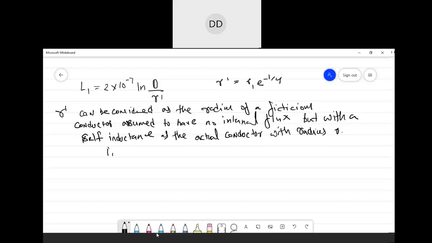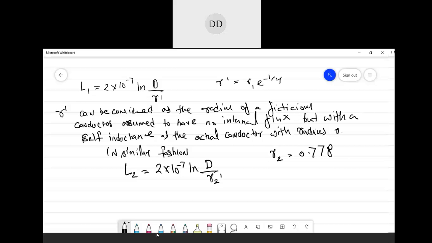In a similar fashion, we can calculate the value of L2. So L2 would be again 2 into 10 power minus 7 in d by r2 dash. Now this r2 dash again is nothing but 0.778 R2, that is e power minus 1 by 4 R2.